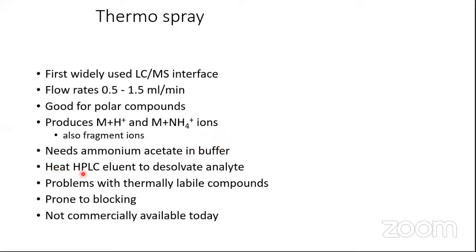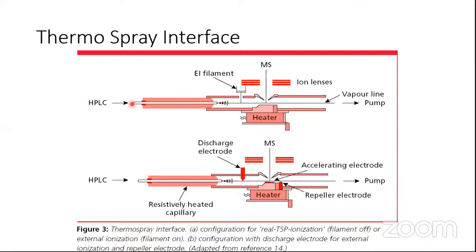So what is done here? The HPLC eluent is passed through a high temperature region to make a spray, so it is nebulized at high temperature. You get a thermal spray, where heat is used for making the spray. Because of the thermal heat which is provided, it can create problems for labile compounds. There are also problems with blocking of the nebulizing needle. And it is of course not commercially available today. So it is something like that.